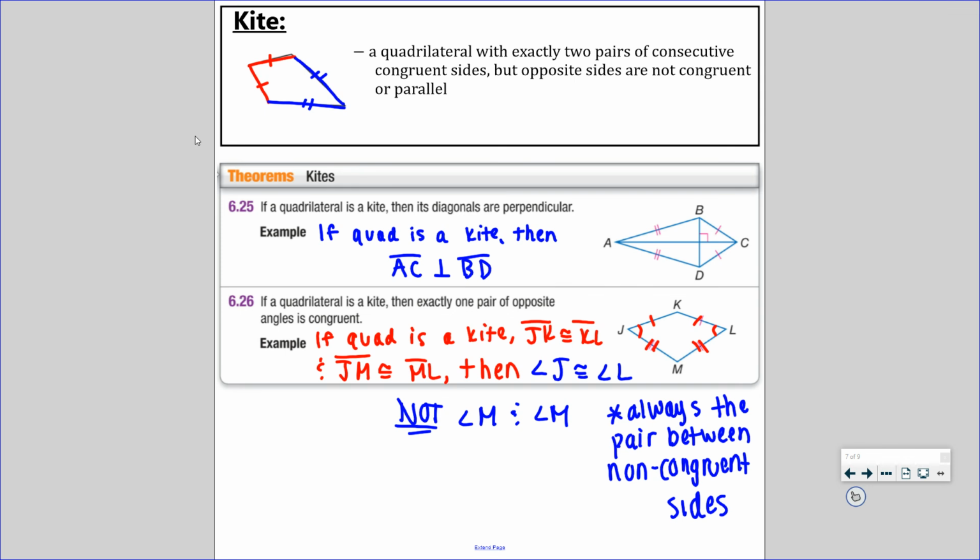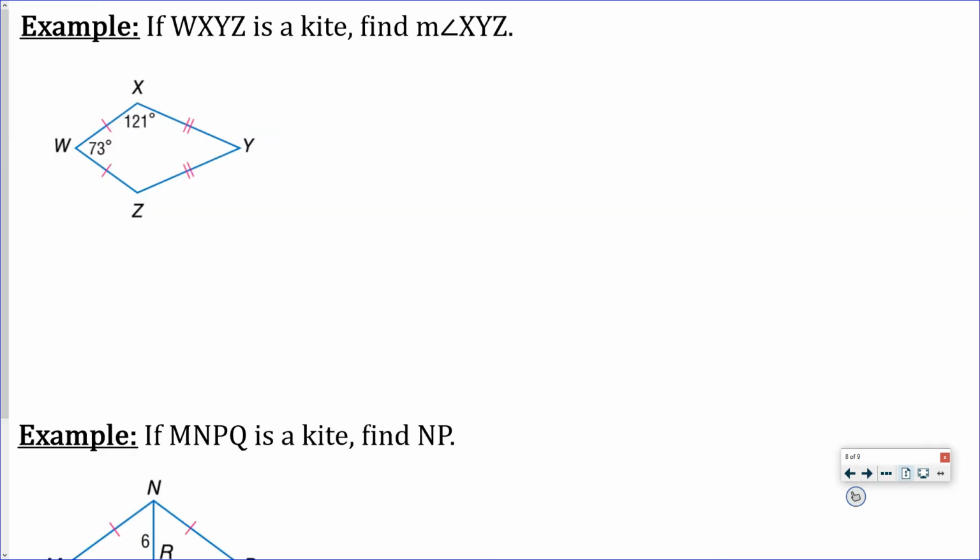All right, so we're just going to do one problem, and then I'm going to pass out the worksheet. We'll save the rest for tomorrow. So it's always the pair between the non-congruent sides. So look at this one. They're telling us it's a kite. Find the measure of angle XYZ. So this one right here.